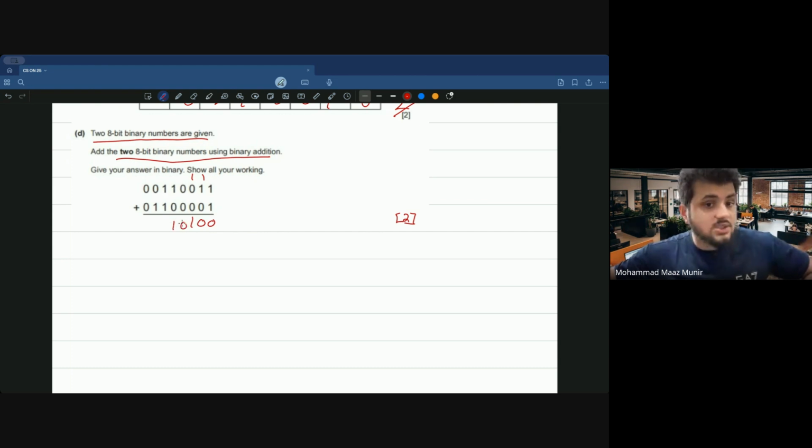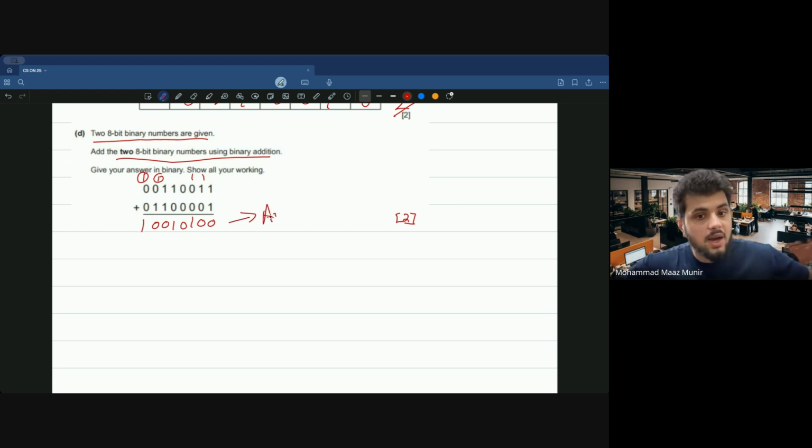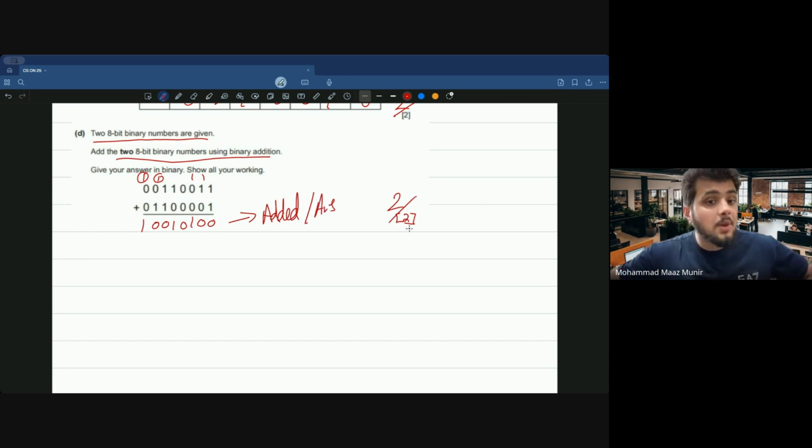1 plus 0, again a single one, so 1. 1 plus 1, 2 ones, so we will be having 0 in the answer and 1 as carry. Again, 2 ones, 0 up here and 1 in the carry. And now a single 1 plus 0, we're going to be getting a 1. So this is your added binary value, or perhaps your answer. And you get 2 marks up here too.